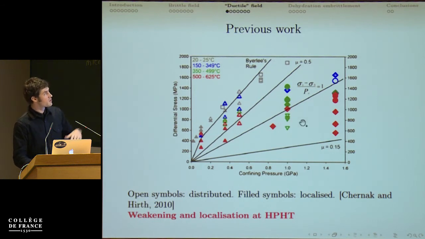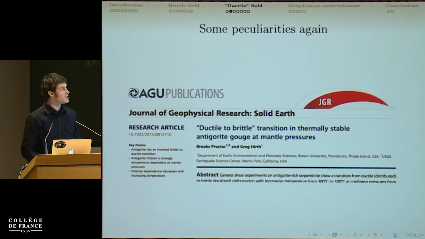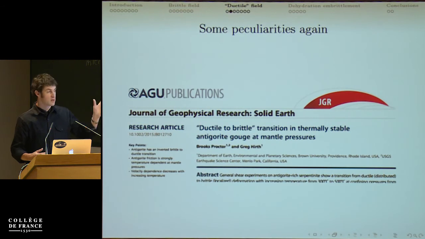So you see there's a bit of temperature dependence, so we go from the gray symbols to the red symbols, from room temperature to 500-600 degrees C. There's a decrease in strength, but very strikingly, we go from distributed deformation to localized deformation at high temperature. This has been investigated by Greg's group with his student Brooks Proctor, and they observed a ductile to brittle transition in thermally stable antigorites at mantle pressures. It's very peculiar. It's the only material we know that does this so far.